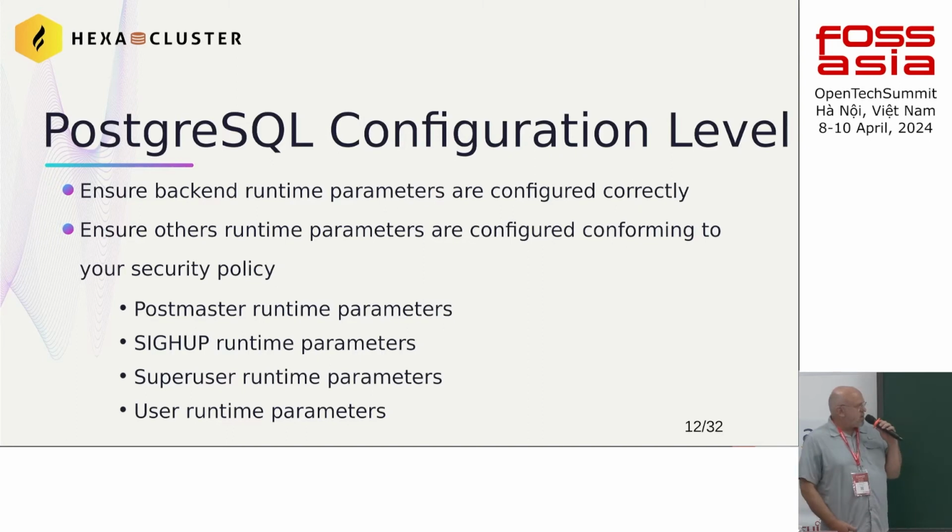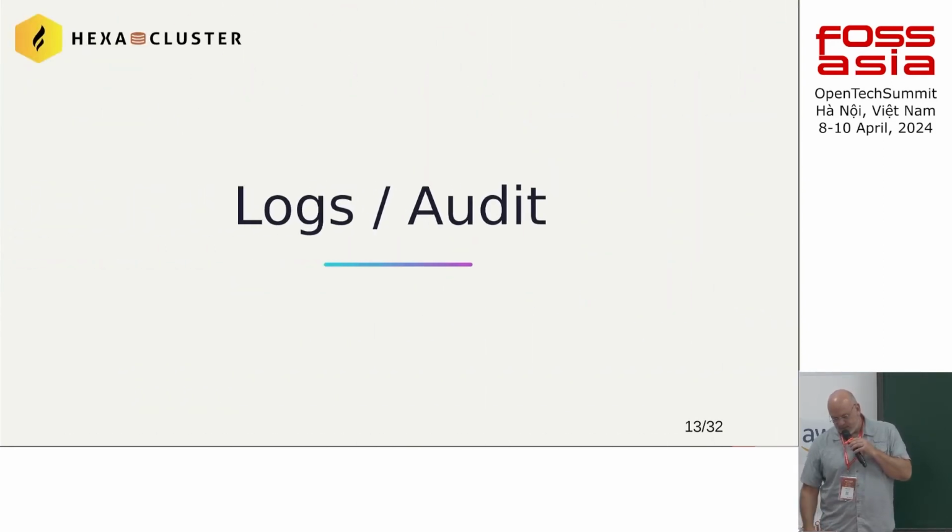Other parameters, all parameters that are started by the backend at runtime, can be checked automatically. All the other ones, postmaster, SIGHUP, superuser, privilege, and runtime, must be checked by the DBA. So the objective of the tool here is to present all these parameters to be checked by the DBA.